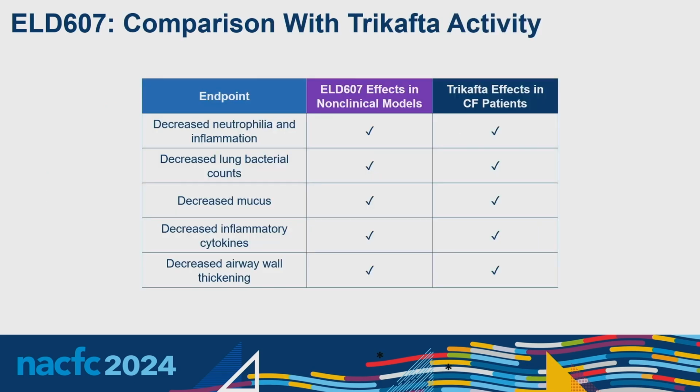So these results were promising, and then when we compared the results that we saw from these studies along with our other animal models that include mice infections, along with our ferret studies in conjunction with John Engelhardt's lab, we saw similar effects in our endpoints that are seen in clinics with Trikafta, in which ELD-607 in our animal models decreased neutrophilia and inflammation, also decreased lung bacterial counts, and decreased mucus, inflammatory cytokines, and decreased airway wall thickening.